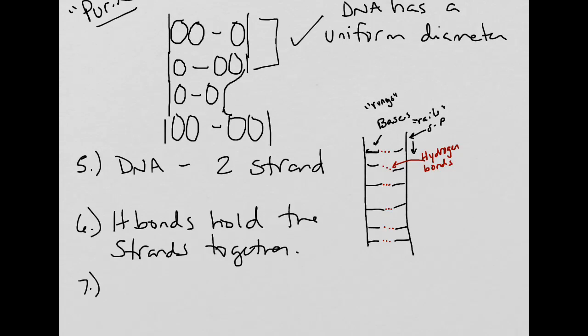Don't forget that in reality it doesn't actually look like a nice straight ladder. It will twist so that it forms a helix. And because there are 2 strands, you'll hear it referred to as a double helix.